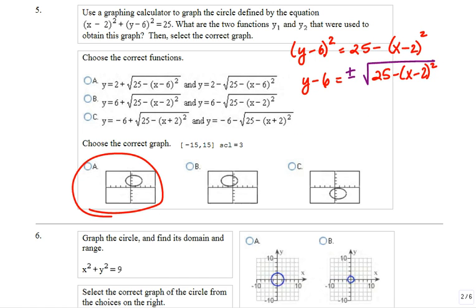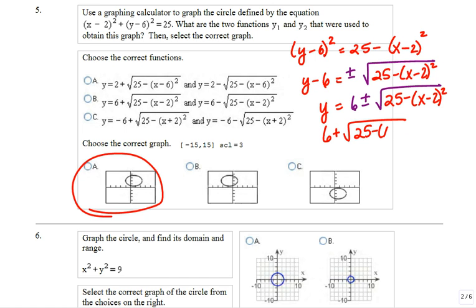Now we can bring the 6 over to get y is equal to 6 plus or minus the square root of 25 minus (x - 2)². So we have 6 plus that and 6 minus that. Okay. And that looks to be part B.